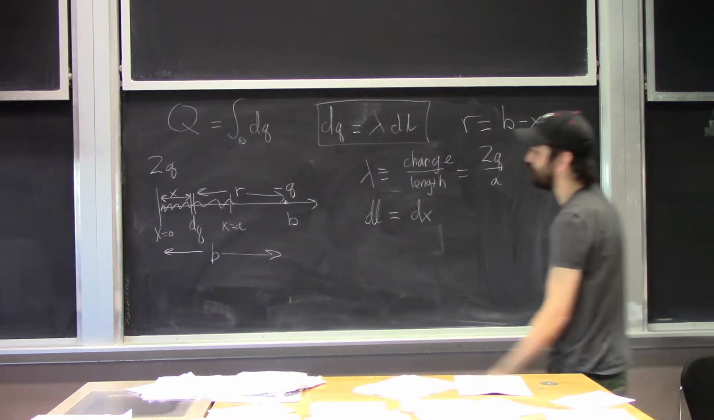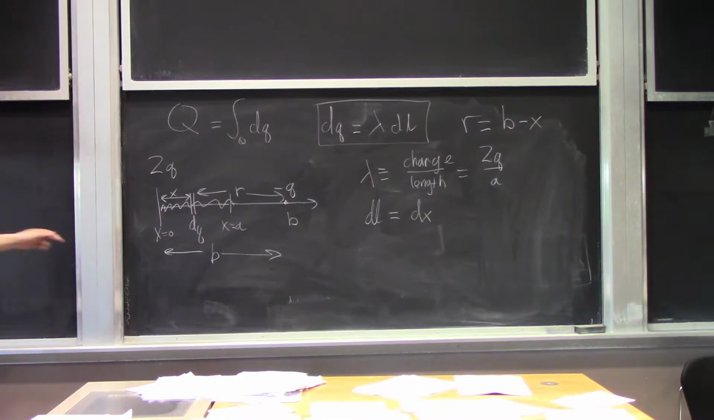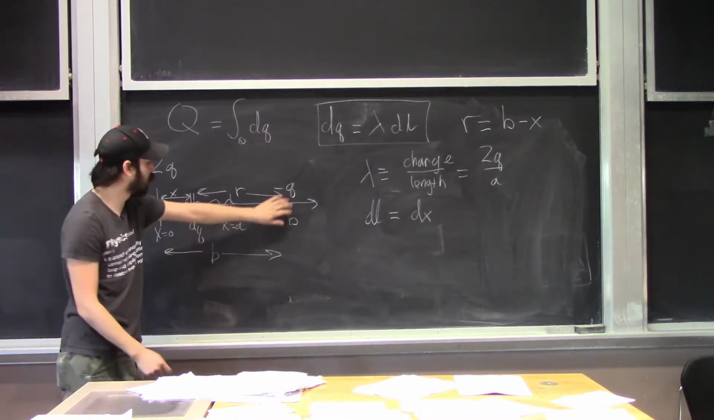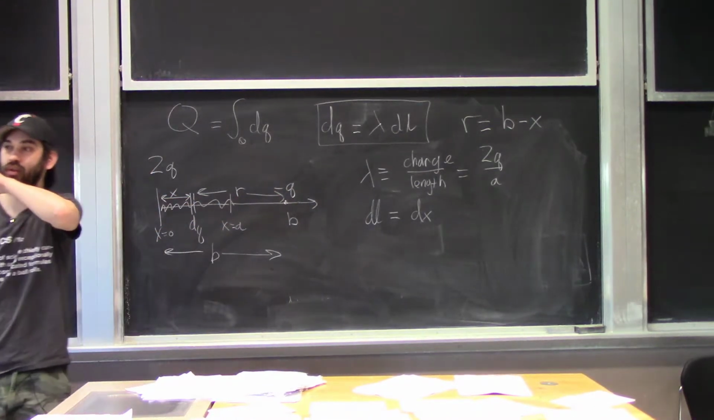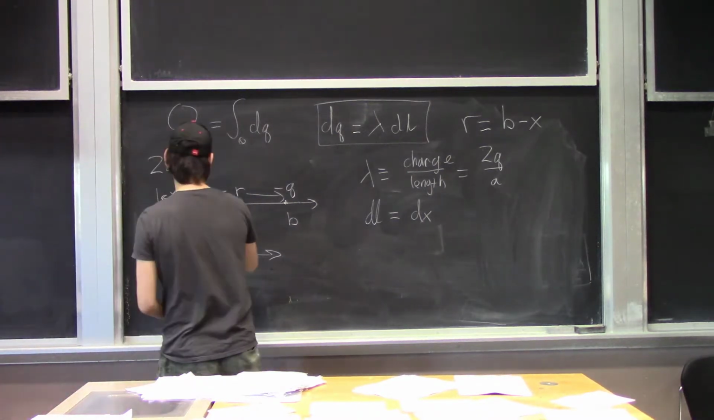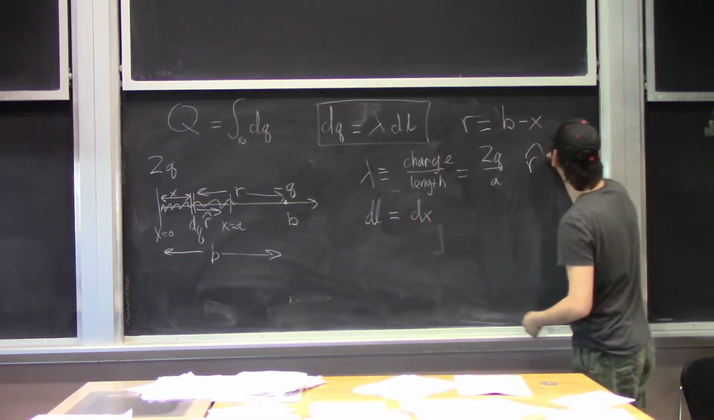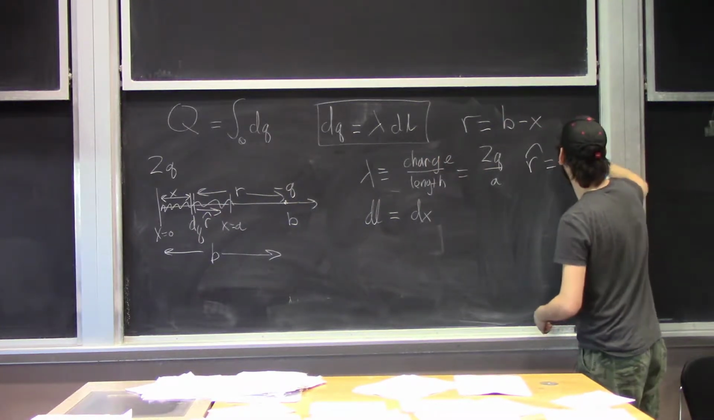Now, the next thing that we need to determine is what the unit vector is. What is the unit vector that points from dq to minus q? What do we think? Positive x hat, right? This is just our r hat. So r hat is going to be equal to positive x hat.